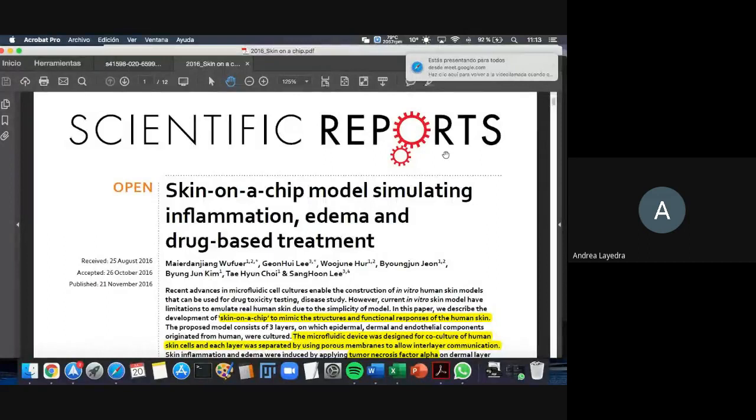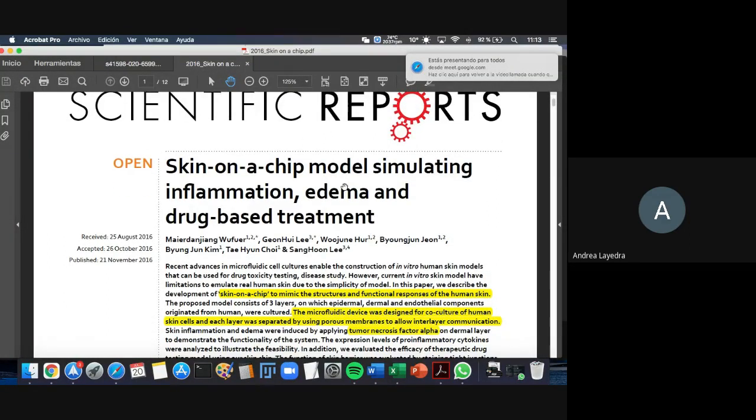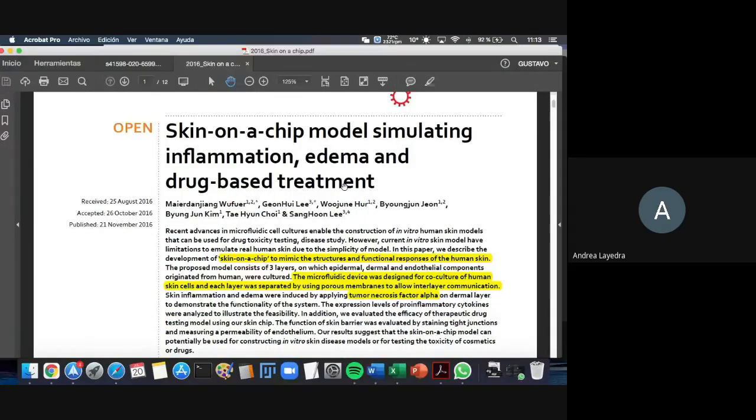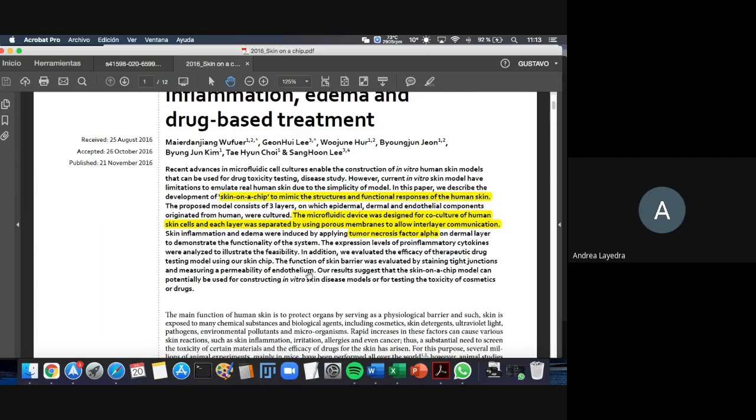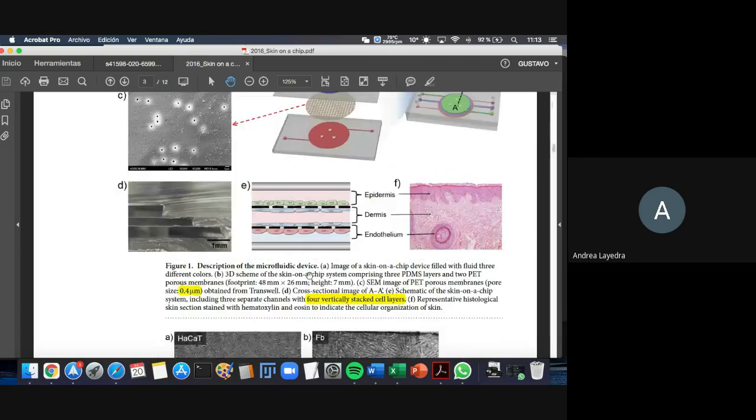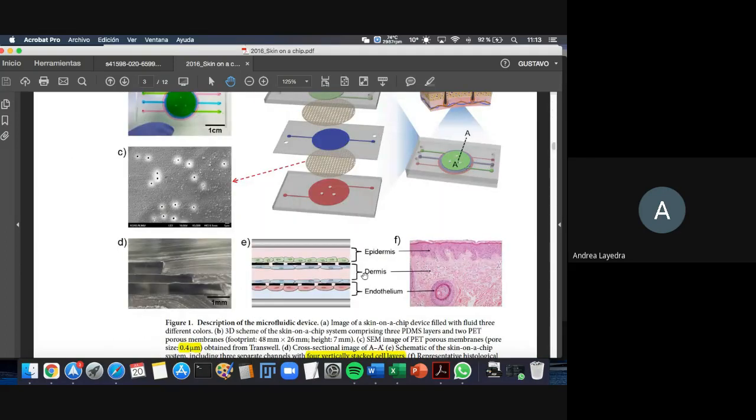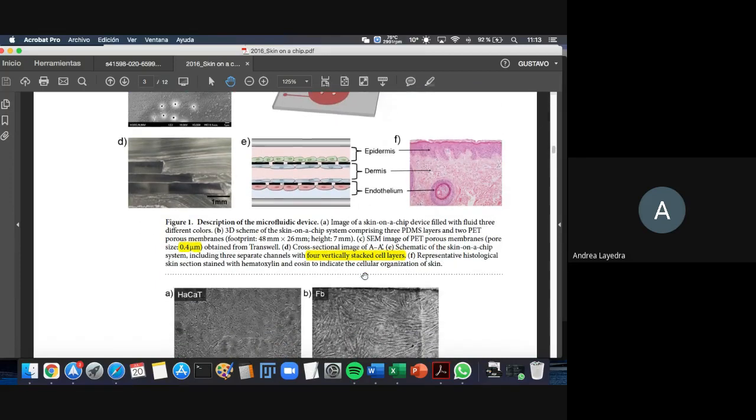Okay. Good morning, everyone. Today I'm going to talk about this article called Skin on a Chip: Model Simulated Inflammation, Edema, and Drug-Based Treatment. I want to start with this schematic. The idea of this paper is to simulate the skin.